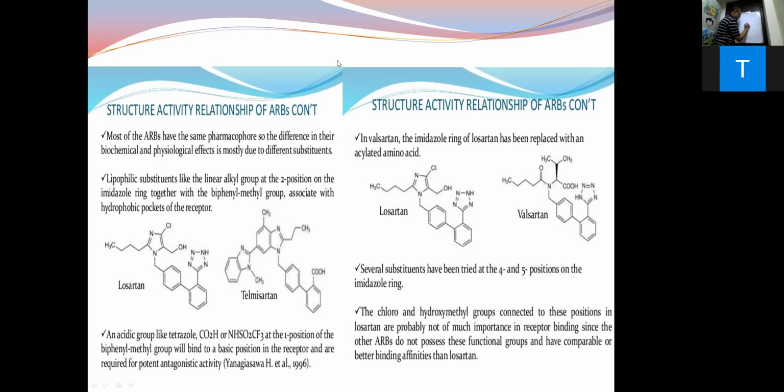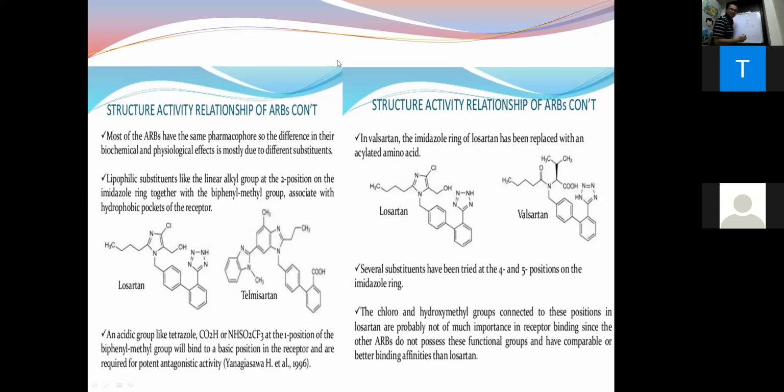First I'll draw a biphenylic group. Whenever it contains a tetrazole moiety, it is connected by CH2. Now, on the left hand side it's losartan, and on the right hand side it is valsartan. So instead of your imidazole, it contains an acylated amino acid.